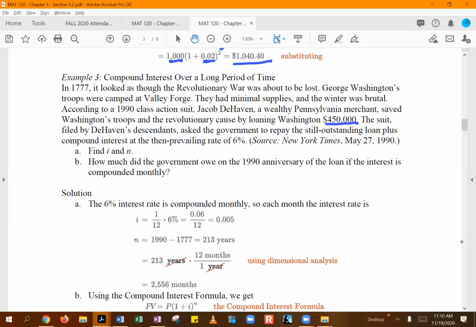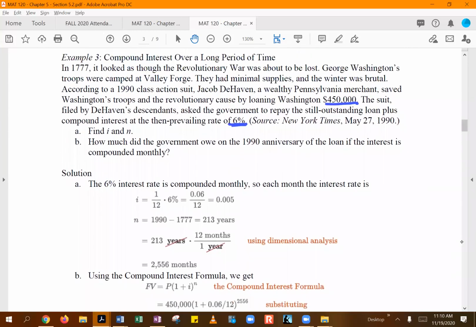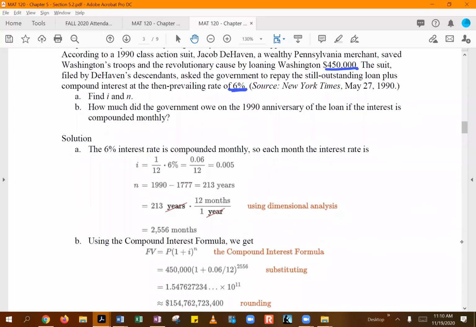This suit that was filed in 1990 was filed by the descendants of DeHaven, and they were asking the government to repay the still outstanding loan plus any compound interest they would have earned at the prevailing rate back in the day of 6%. So basically they were saying, okay, you owe us money for when we loaned money back in 1777. They're asking us to find the I and the N. So the I is your periodic rate. They're telling us the annual interest rate is 6%.